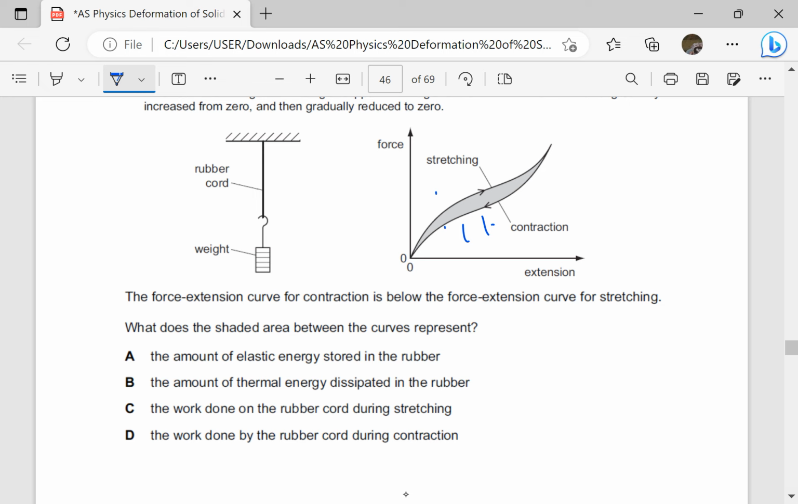The total area under the stretching curve is the work done in stretching. The total area below the contraction curve is the work which is returned. That means the difference between those two is the energy which is wasted as heat. So the answer is going to be... The amount of elastic energy stored in the rubber, the amount of thermal energy dissipated in the rubber, the work done on the rubber cord during the stretching, the work done by the rubber cord during the contraction. So this one is wrong, this one is wrong. The amount of thermal energy dissipated in the rubber, the answer is going to be B.